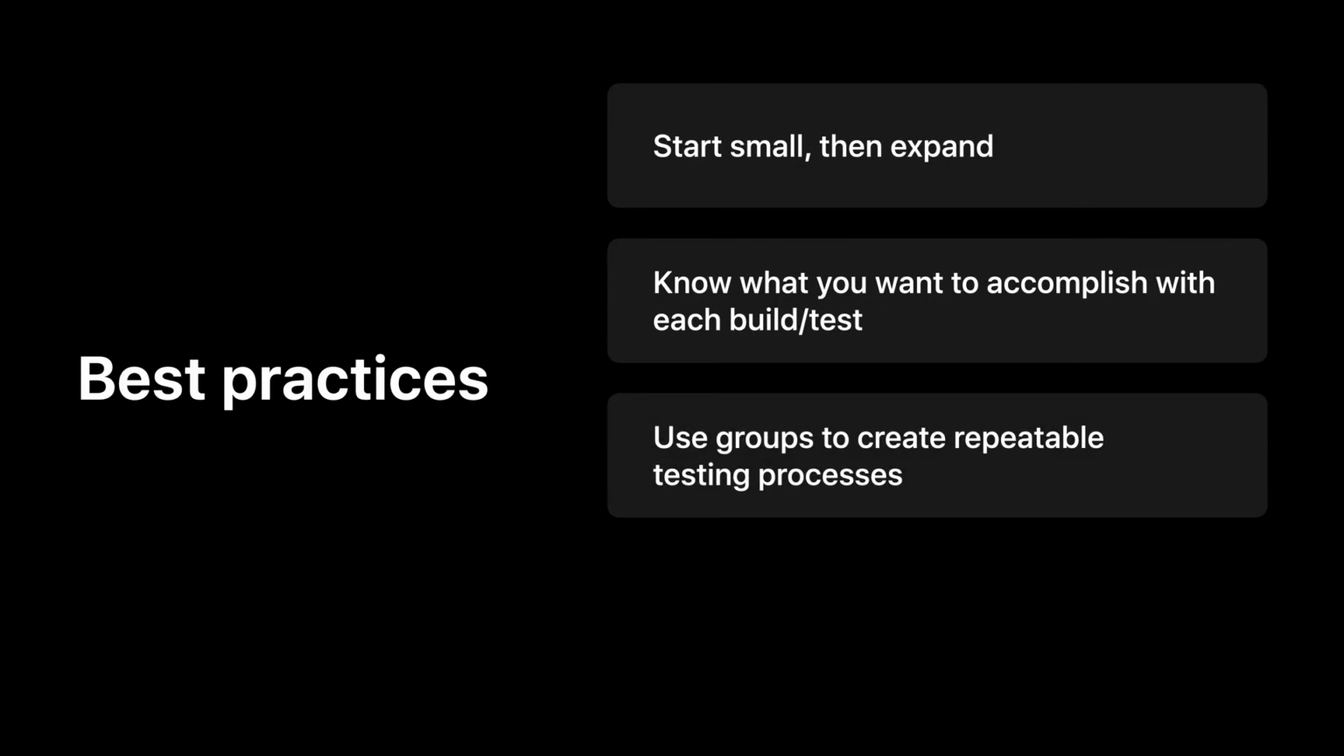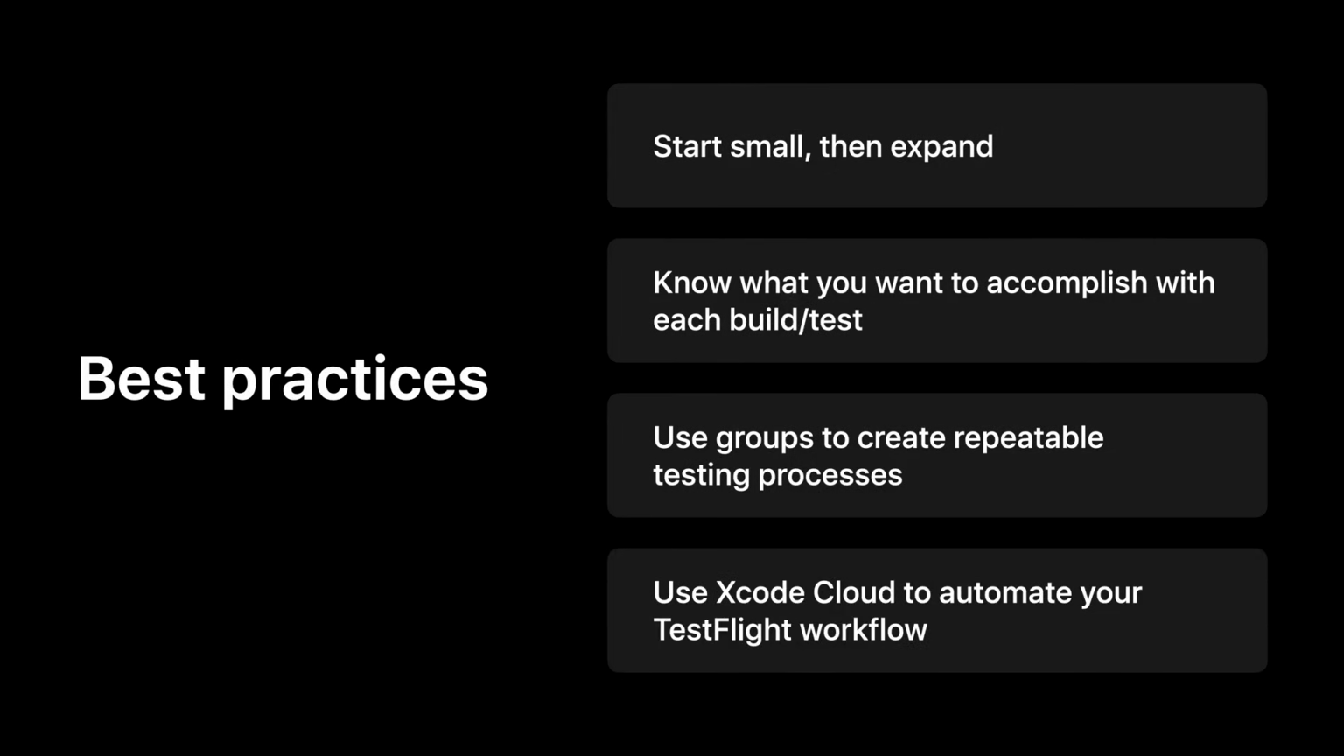Use groups to create repeatable testing processes. Groups are a great way to manage your testers and quickly distribute builds. Once you set up a group and add testers to it, you can start the testing cycle and share new builds with testers more quickly. And finally, try Xcode Cloud in your development process. This will help you automate your TestFlight workflows and could reduce the time between your releases, improving the overall quality of your apps.